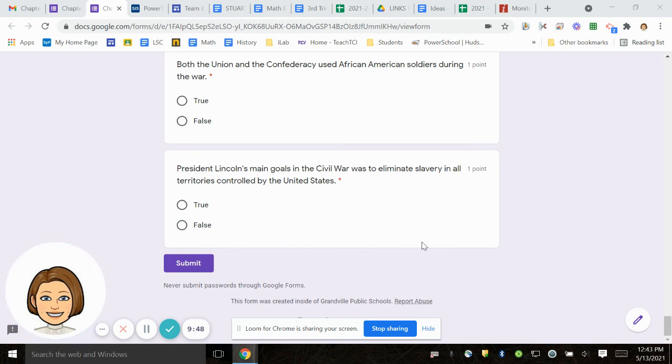And last question, number 25. President Lincoln's main goal in the Civil War was to eliminate slavery in all territories controlled by the United States. True or false?